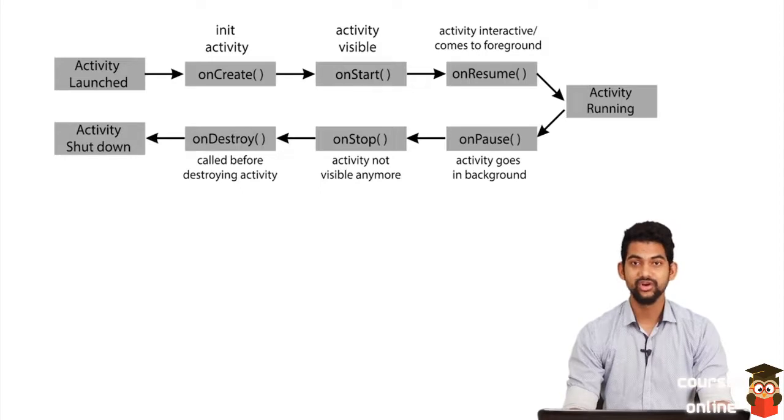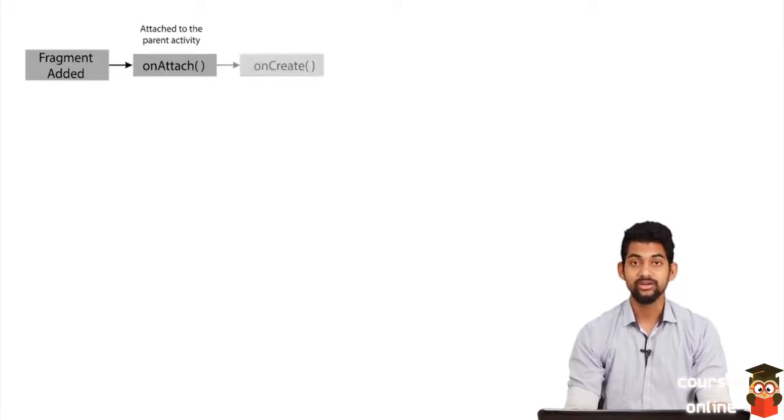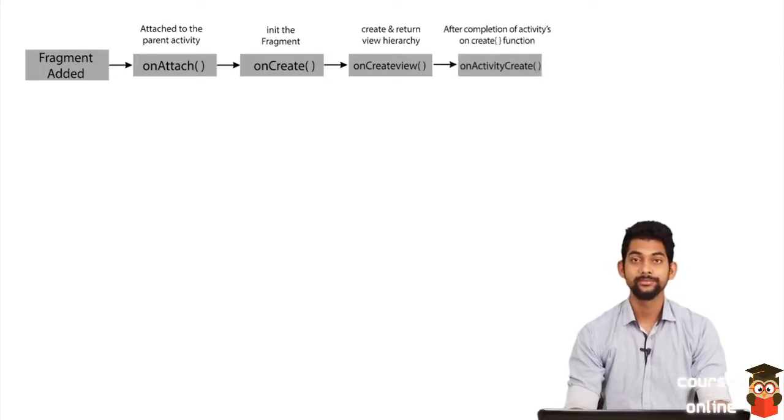Similarly, for fragments, we've got a series of callbacks. The first is onAttach. This is when the fragment is attached to the parent activity. Then we've got onCreate. This is where the fragment is initialized. Then we've got onCreateView. This is where the view is loaded. And then we've got onActivityCreated. This is when the onCreate function of the parent activity is completed.